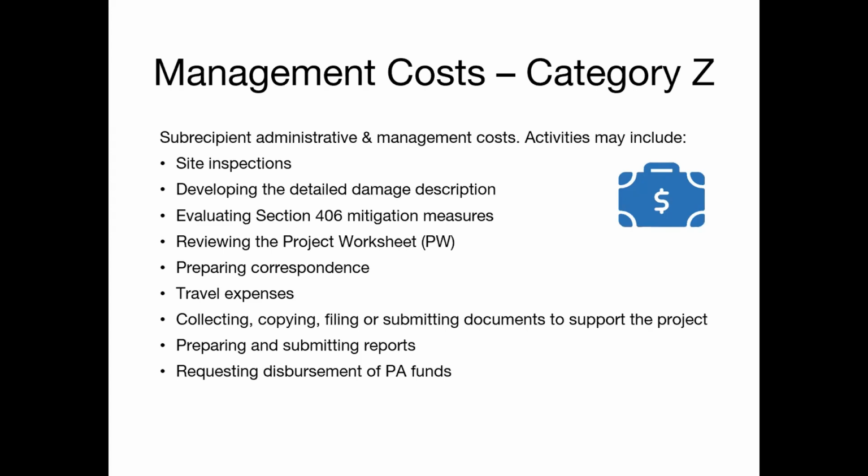Examples of activities that would be eligible are participating in a site inspection, participating in an applicant briefing, developing the detailed damage description, preparing any reports, gathering documentation, and requesting public assistance funds. We encourage you to start tracking your time dealing with public assistance grants now, and we'll provide an Excel sheet to do that after this webinar as well.